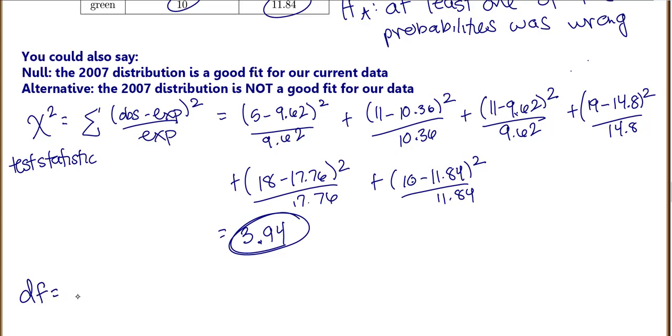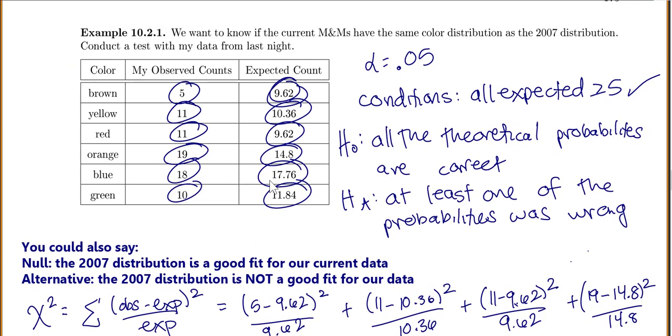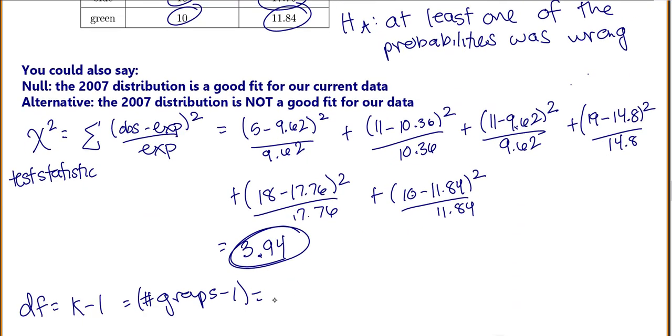Now let's check degrees of freedom. So degrees of freedom is k minus 1, or number of groups minus 1. So let's come up and check. We have 1, 2, 3, 4, 5, 6 groups. So 6 minus 1 equals 5.